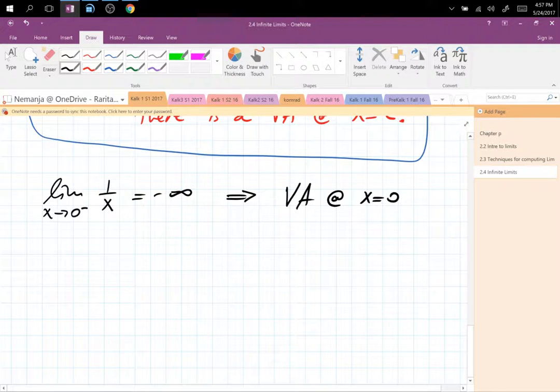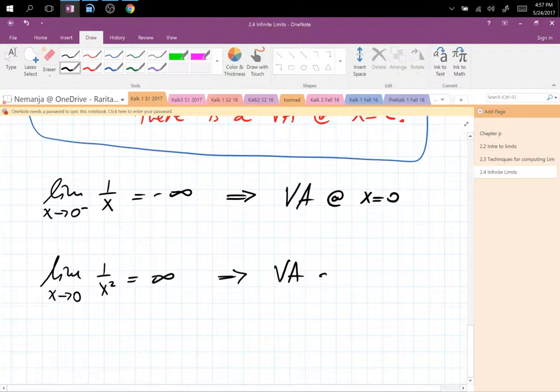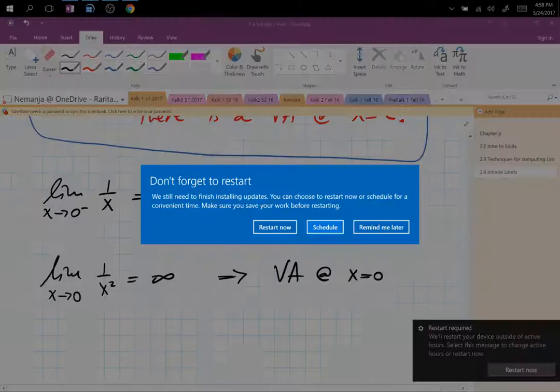Also know that the limit as x goes to 0 for 1 over x squared is equal to positive infinity. Therefore, again, vertical asymptote at x equals 0.